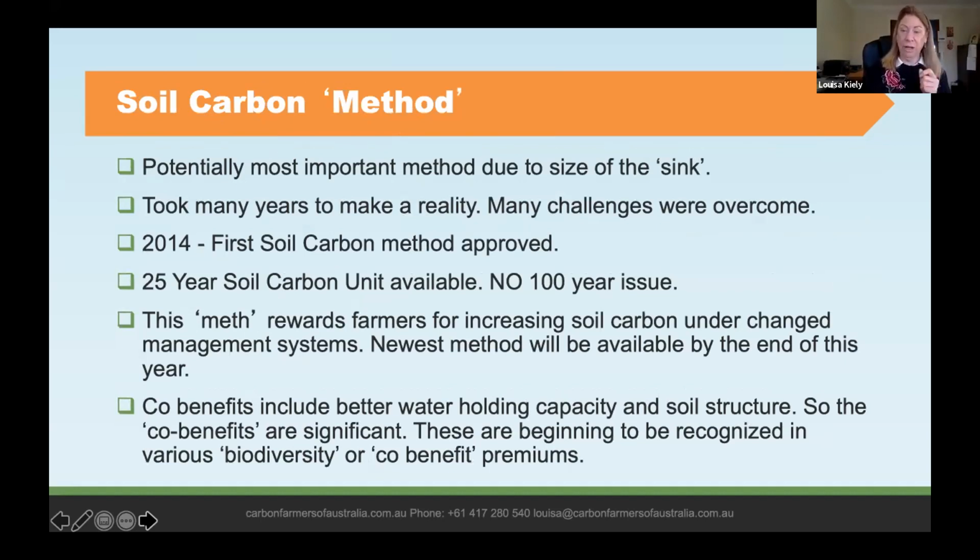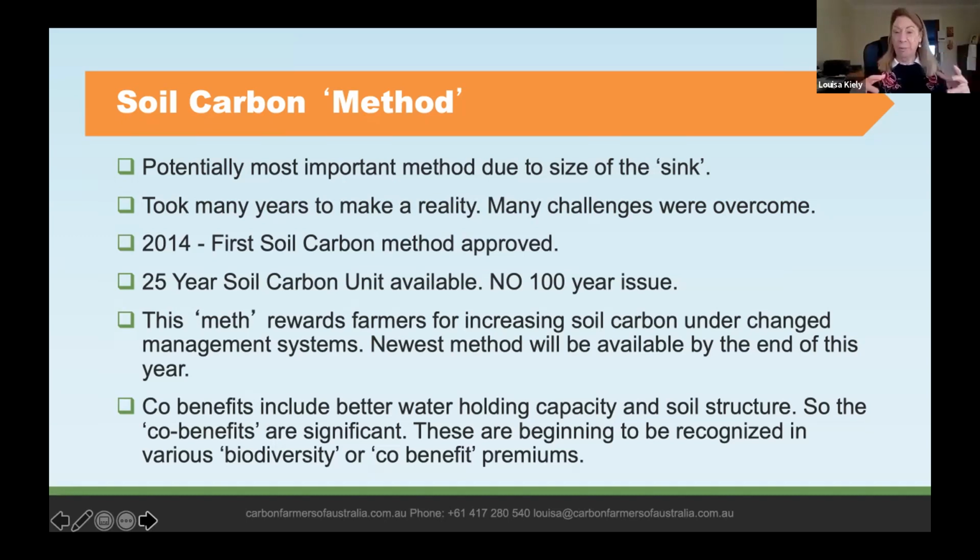Tonight, we're going to have a little look at the soil carbon method. It's potentially the most important due to the size. Farmers control over 48% of the land mass, and so they are the VIPs in this. Photosynthetic activity these days is sometimes being called nature-based solutions. If you look at the whole farm as a whole, you can consider it as nature-based solutions.